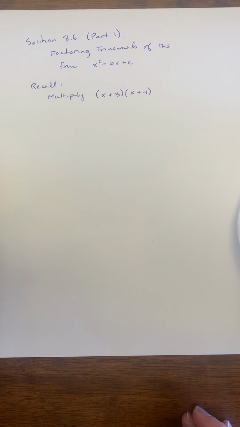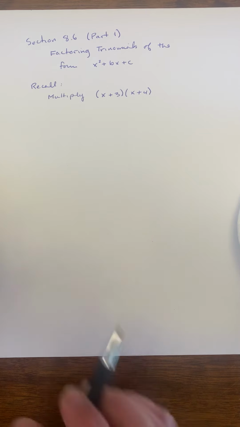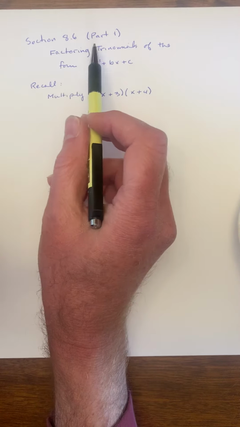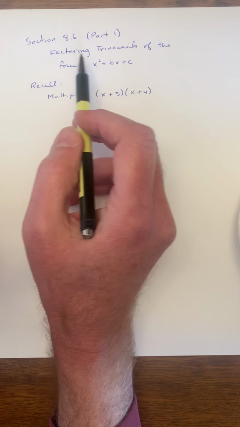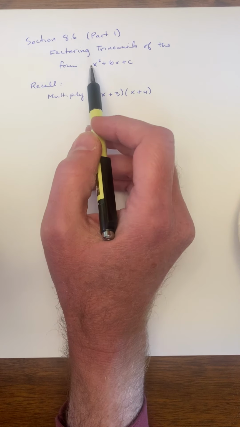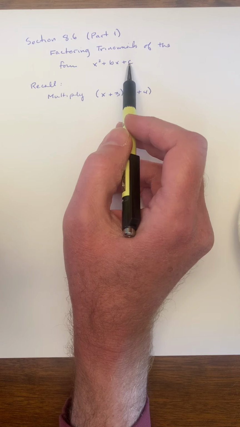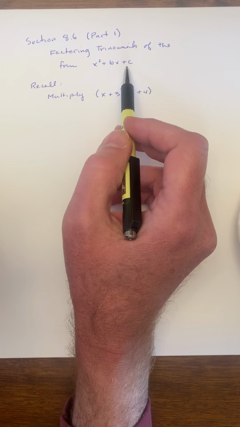So we're going to make sure that we learn it really, really well, and I'm going to break it up into 2 days. We'll do part of it today and we'll do part of it on Monday. So let's get started. So today we're looking at section 8.6, part 1. We're going to be factoring trinomials of the form x squared plus bx plus c. I'll explain what that means in just a little bit.